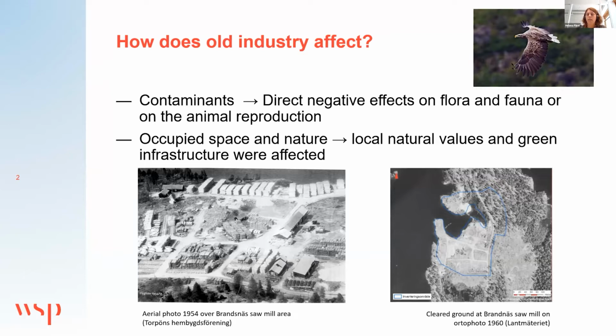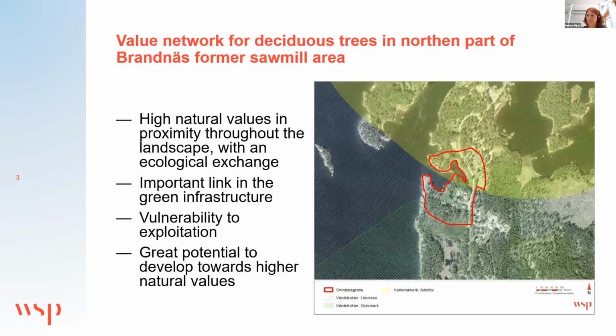So how does old industry affect this? In the 1970s and 1980s, the sea eagle population in the Baltic Sea was nearly wiped out due to DDT and PCB. Overexploitation of land and water, climate change and pollution are some of the reasons for rapidly declining biodiversity. To the left in the picture, you see Brandsnäs sawmill, still in operation in 1954. And in the aerial photo to the right, the cleared ground can be seen during the closure around 1960. The cleared land around the sawmill affected, among other things, the green infrastructure.